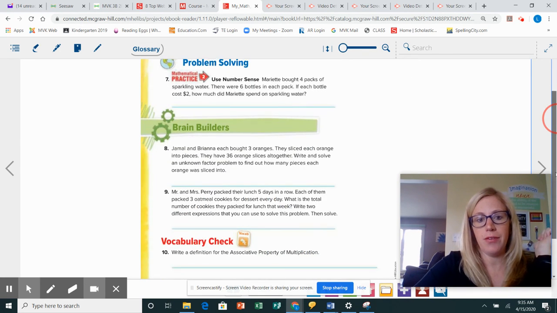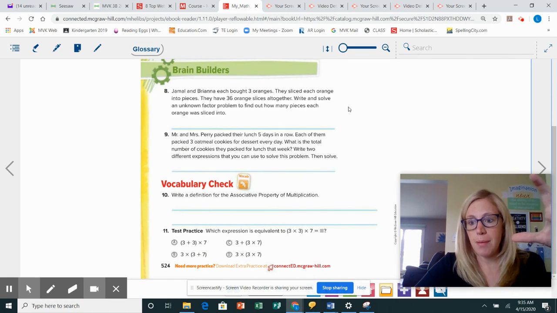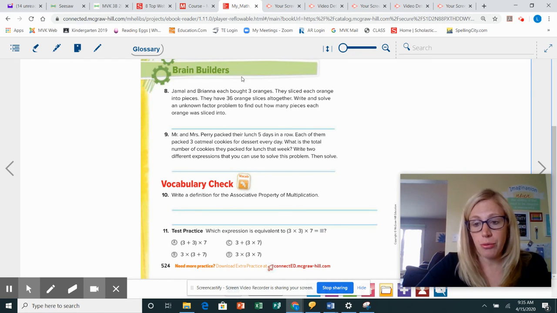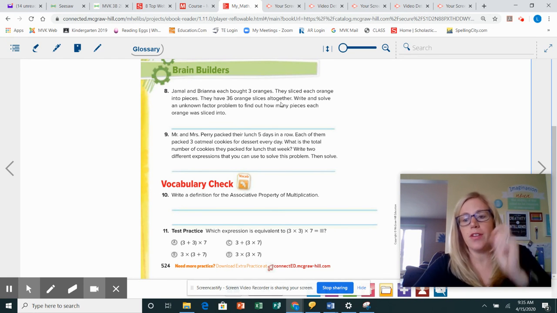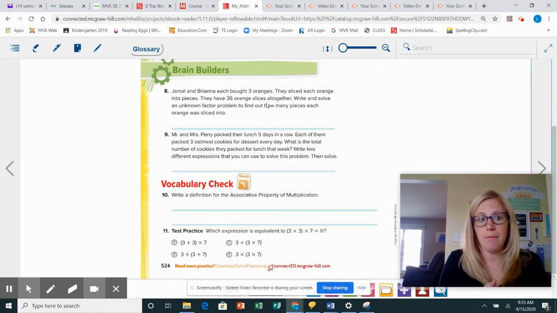And then you have your story problems. I really want to see you draw a picture, or if you're using the equation, you show me what each one represents. If you have a 3, I want you to put an O by it because those stand for oranges. Okay, they have 36 slices all together. This one's going to show you you have the answer. So that's going to be a missing factor.